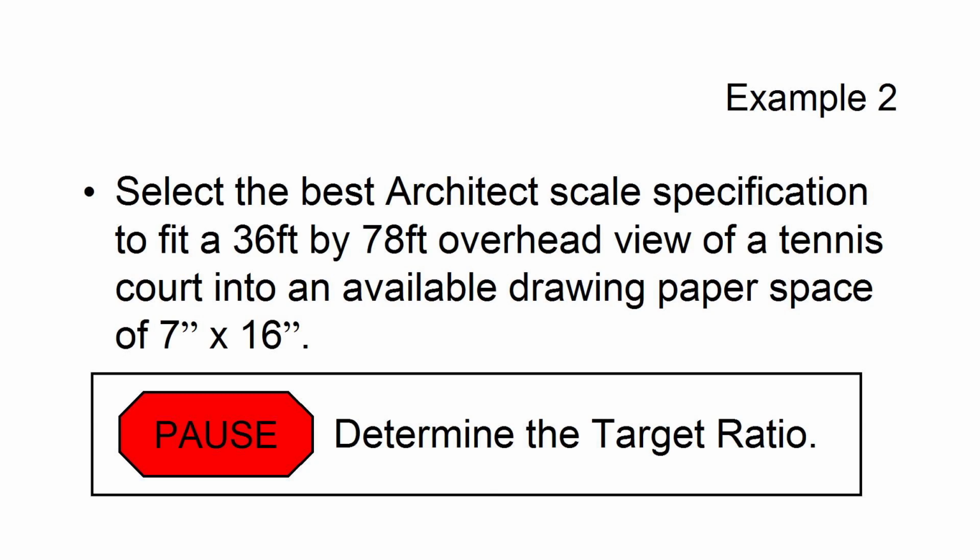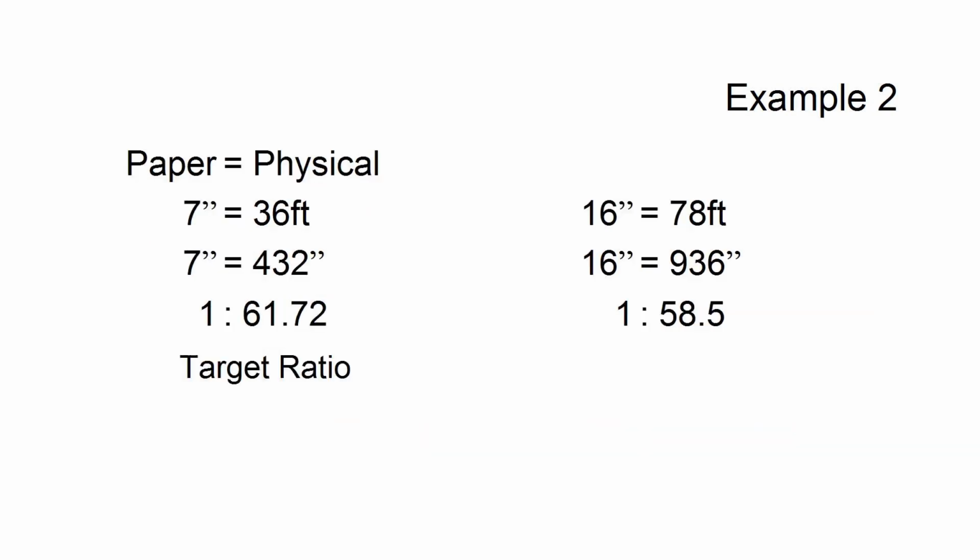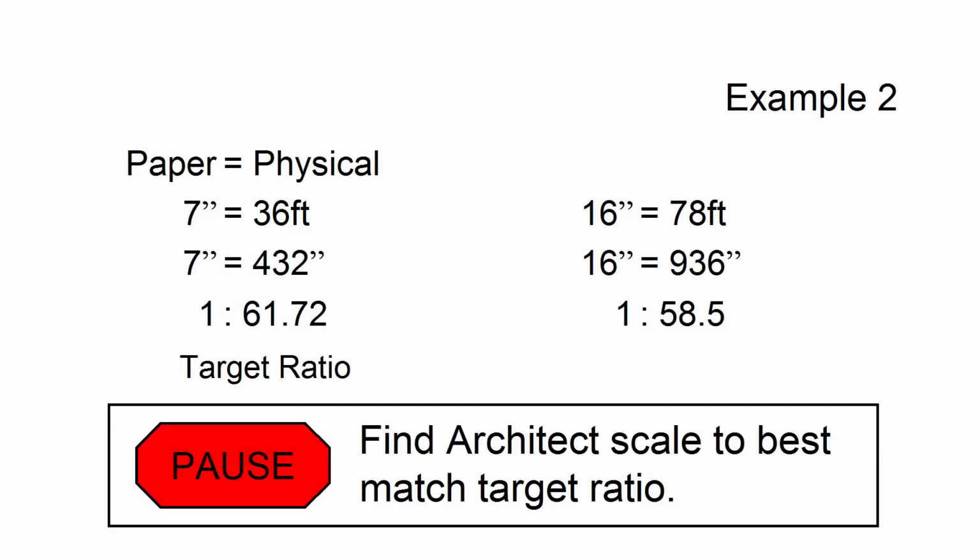Computing the target ratios, we've got 1 to 61.7 and 1 to 58.5 along each dimension, thus remembering that the larger reduction is the target. So we will use 61.72 for the target. Having the target ratio, pause the video and try to find the best architect scale to match that ratio.